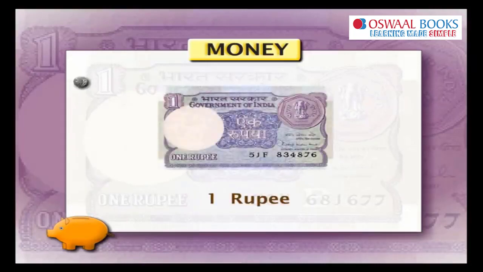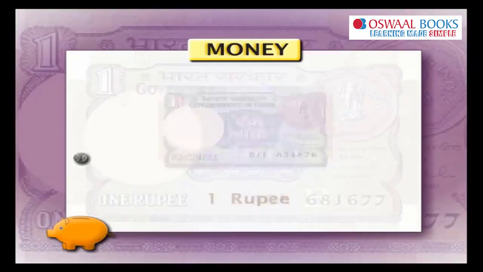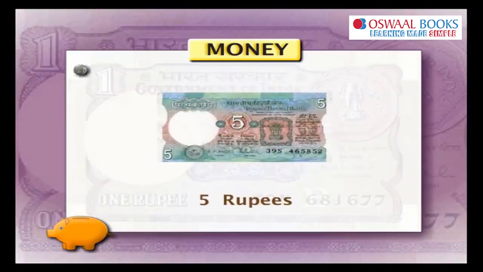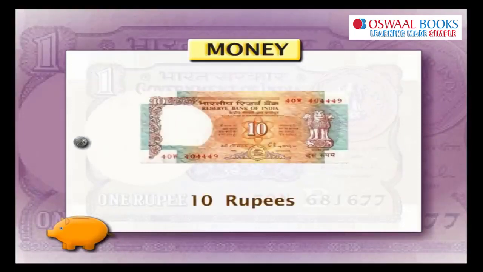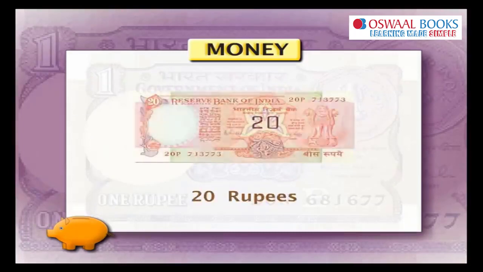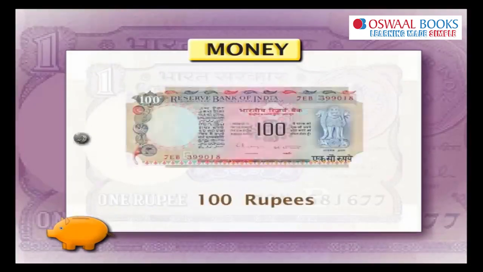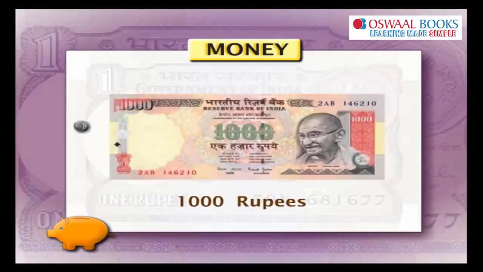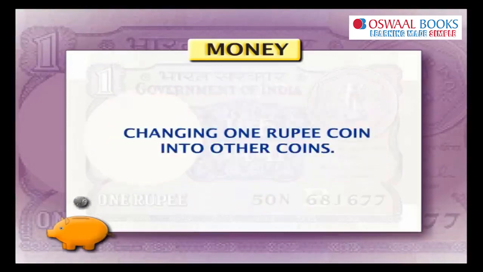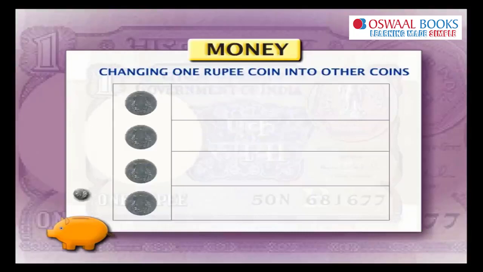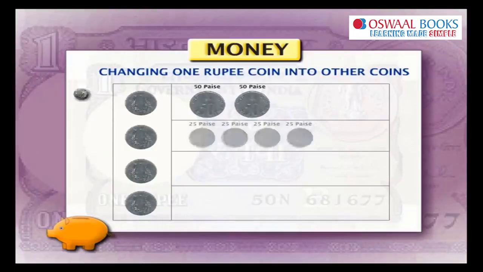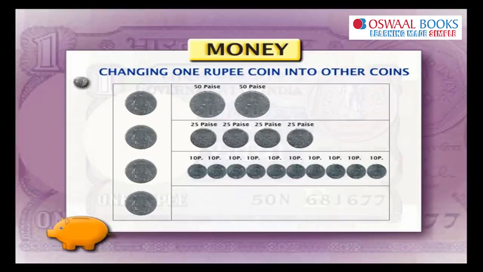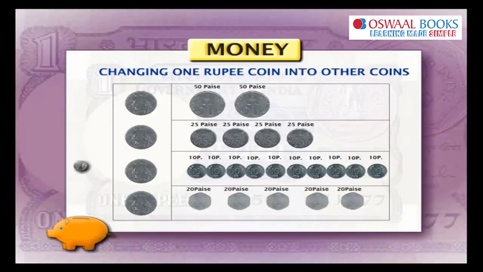The currency notes come for 1 rupee, 2 rupees, 5 rupees, 10 rupees, 20 rupees, 50 rupees, 100 rupees, 500 rupees, and 1000 rupees. Changing 1 rupee coin into other coins. A 1 rupee coin can be replaced by 2 50 paise coins or 4 25 paise coins or 10 10 paise coins or 5 20 paise coins.